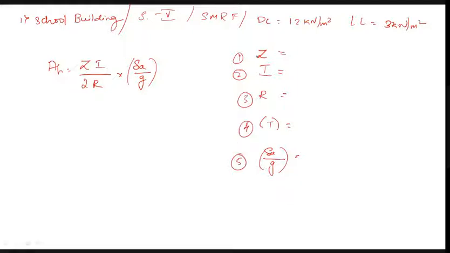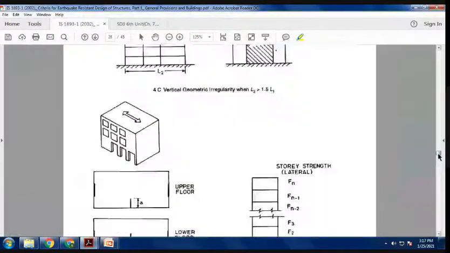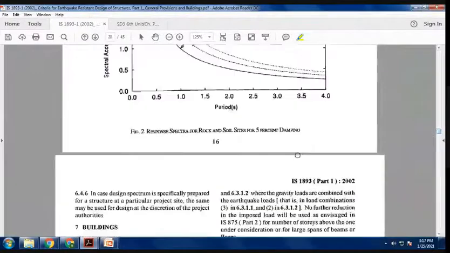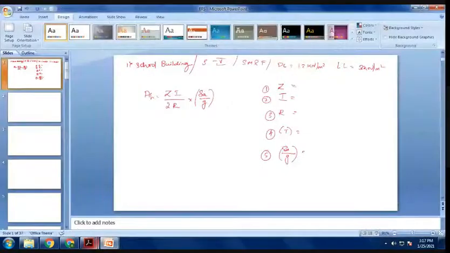So the Z value: he says that it is falling in zone number 5. From table number 2, here you can see zone number 5 and its zone factor is 0.36, correct?